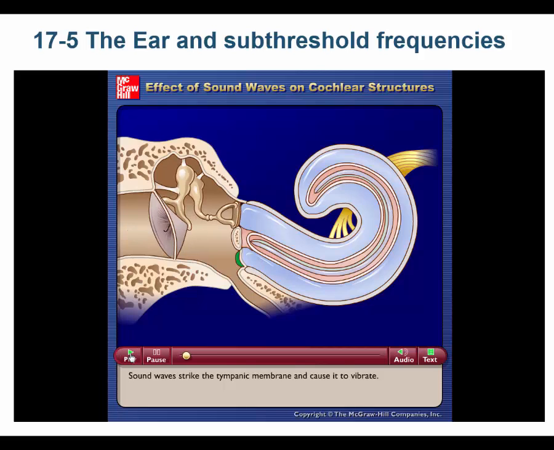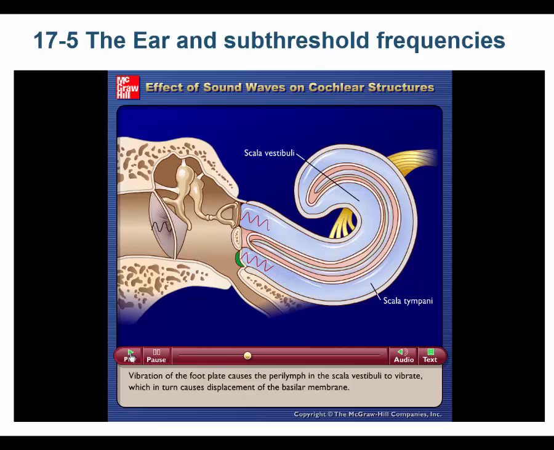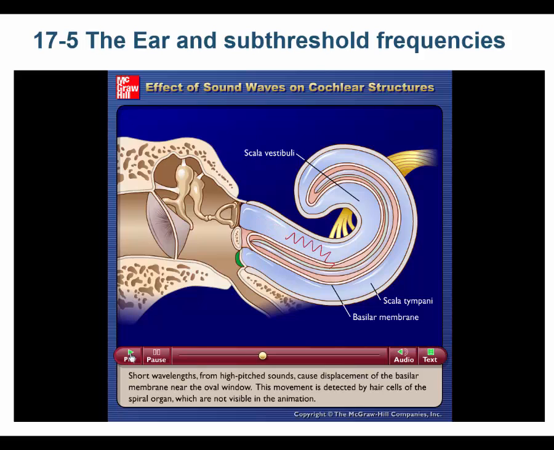Sound waves strike the tympanic membrane and cause it to vibrate. Vibration of the tympanic membrane causes the three bones of the middle ear to vibrate. The footplate of the stapes vibrates in the oval window. Vibration of the footplate causes the perilymph in the scala vestibuli to vibrate, which in turn causes displacement of the basilar membrane. Short wavelengths from high-pitched sounds cause displacement of the basilar membrane near the oval window. This movement is detected by hair cells of the spiral organ, which are not visible in the animation.